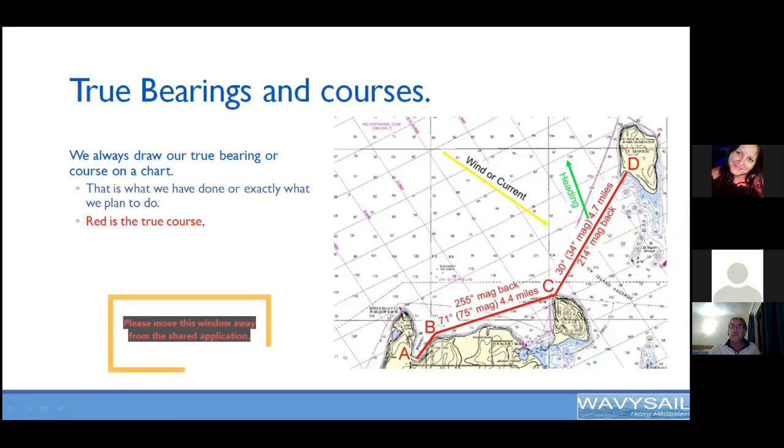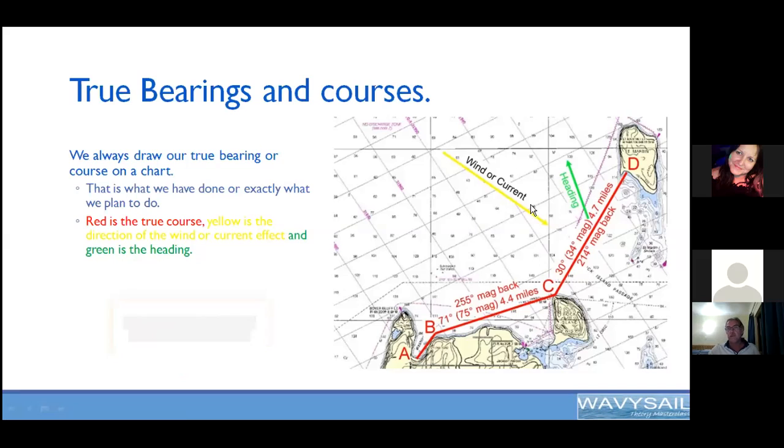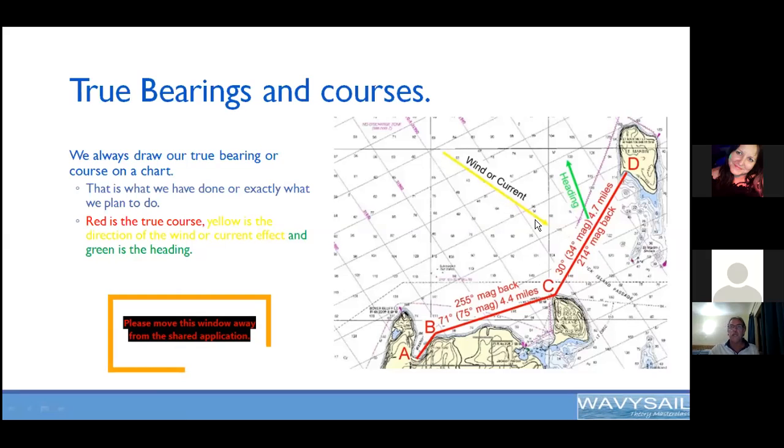The red is your true course. In this case, the yellow is the current or wind effect, and the green is where we were heading. So that's where our boat was pointing, but we actually traveled along the line of the red, which is our true course. Course over ground, in other words. So understanding heading versus course over ground is quite important to try and get the idea of true versus heading versus any external influence in the yellow.